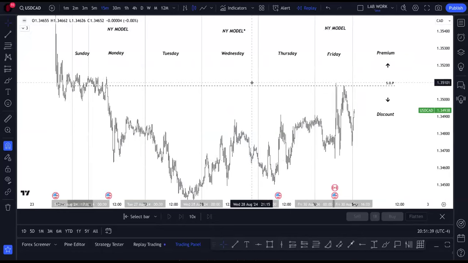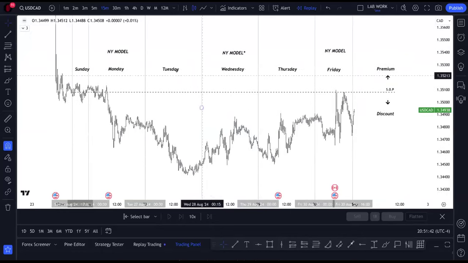Do I have any water in here? Dang, I don't. We got New York model. New York model have an asterisk here, something specific about that one. And a New York model here. So this one is all New York models.